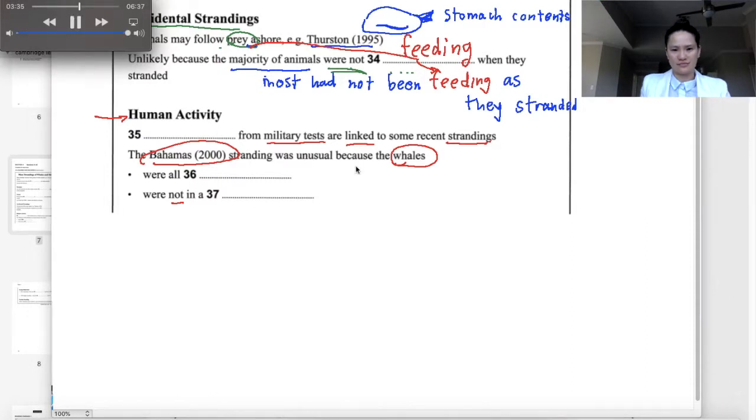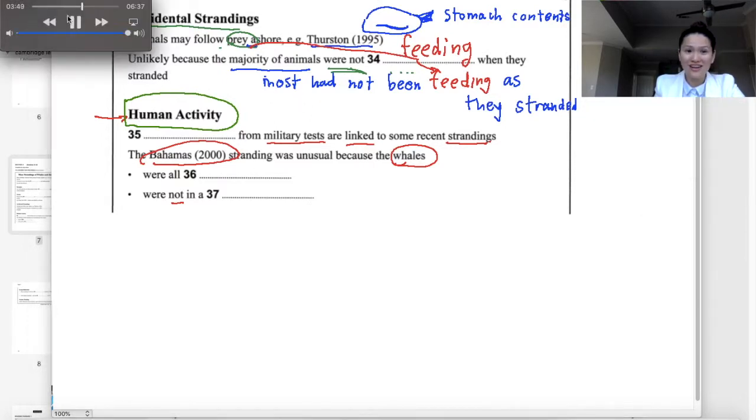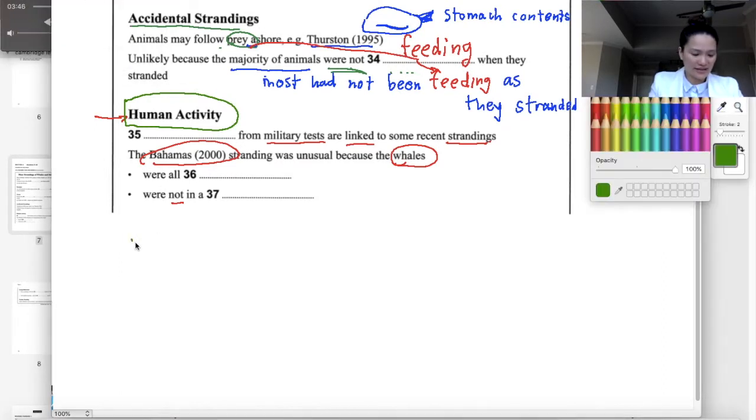Let's go. There are also some new theories which link strandings to humans. A growing concern is that loud noises in the ocean cause strandings. Noises such as those caused by military exercises. Did you hear that? They said noises. Noises such as those caused by military exercise. Okay, I'll let you listen one more time. Humans. A growing concern is that loud noises in the ocean cause strandings. They said that loud noises.